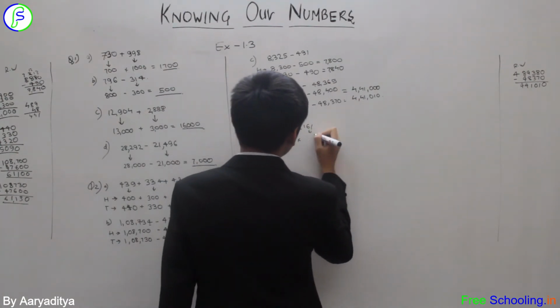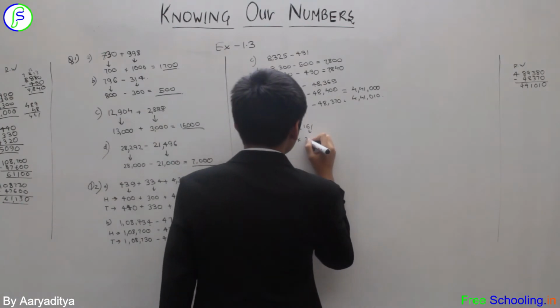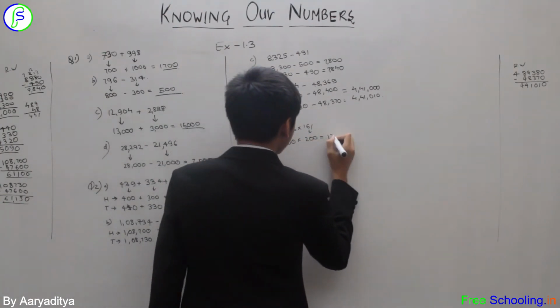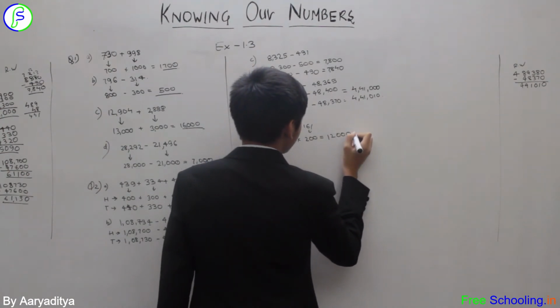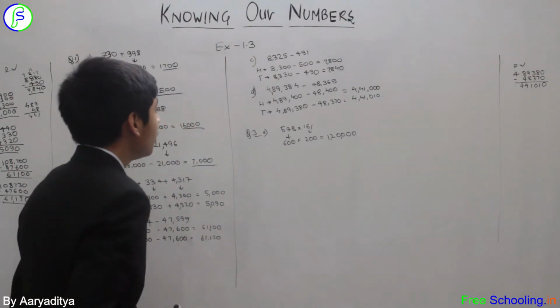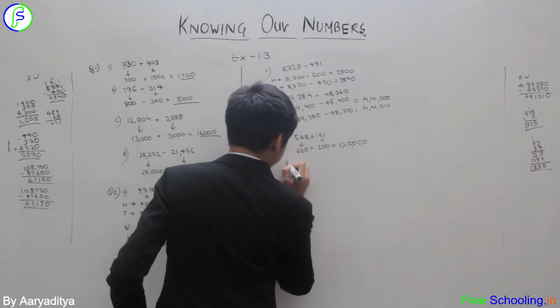And then rounding this one off to the nearest 100, what do we get? We get 200. So at last what are we left with? 612 and adding 4 zeros after it, and then adding commas. 1,20,000 is the answer to part A. So now let's proceed to the B part of question number 3.